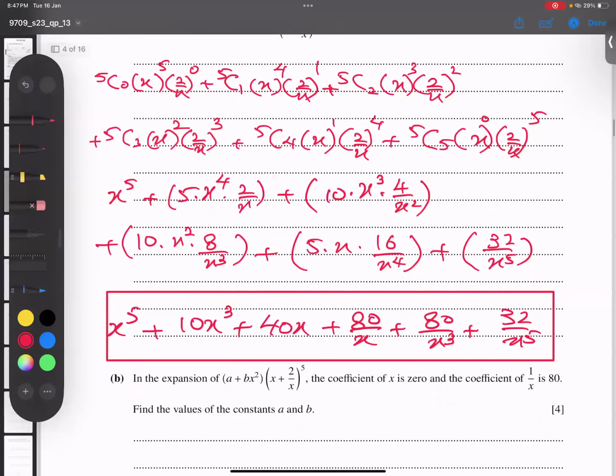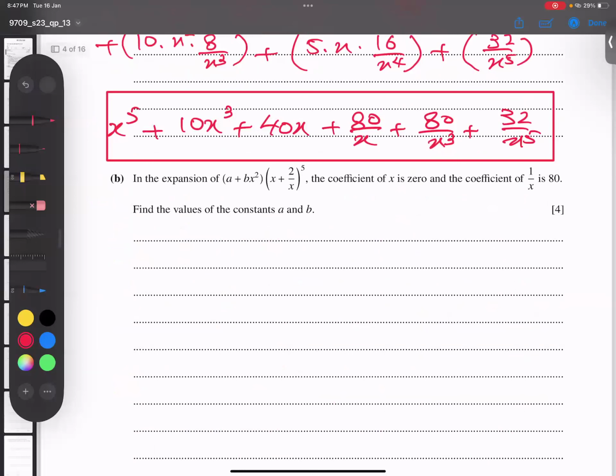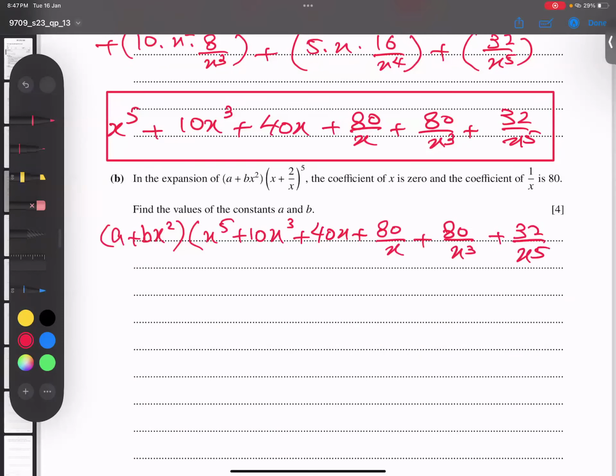Okay. The second part has some trick. So I'm writing (a plus b x squared), and this is because it comes from here. So the whole equation I'm going to copy here: x to the power 5 plus 10 x to the power 3 plus 40x plus 80 upon x plus 80 upon x to the power 3 plus 32. Here there is a chance of mistake. As a teacher, I suggest you do it carefully. Now he said the coefficient of x is 0 and the coefficient of 1 over x is 80.